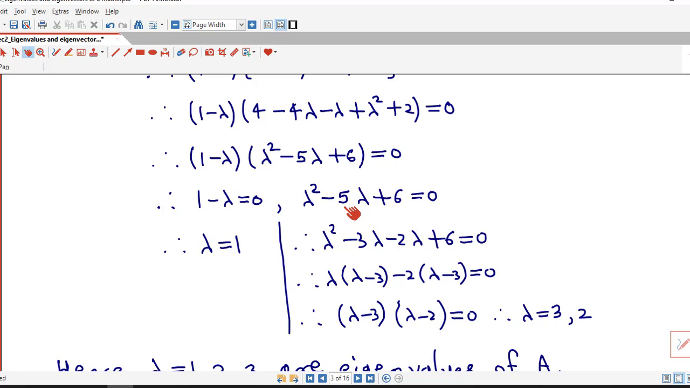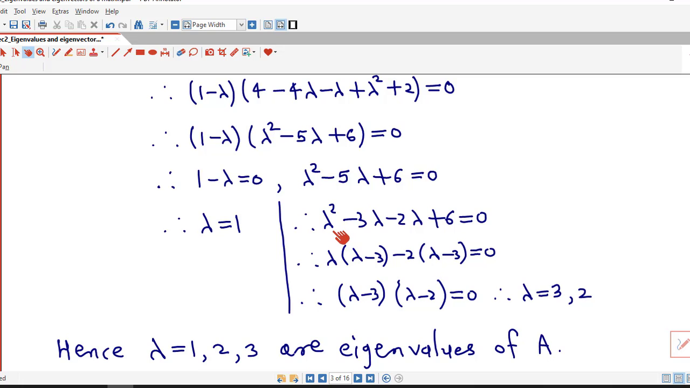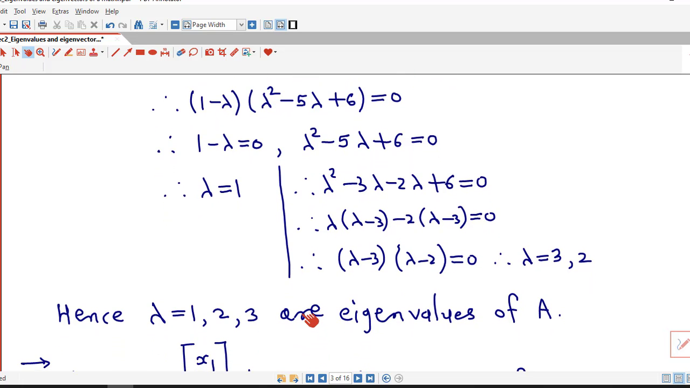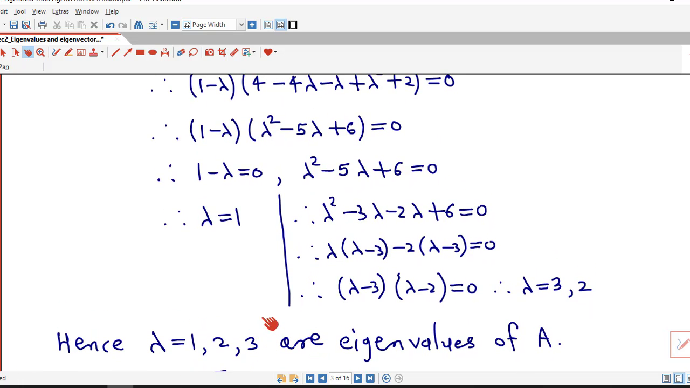We can rewrite minus 5 lambda as minus 3 lambda minus 2 lambda, and here we take lambda common, so in the bracket lambda minus 3, and from these two terms we take minus 2 common, so we have lambda minus 3, and again we take lambda minus 3 common, so we obtain lambda minus 3 into lambda minus 2 equal to 0. So therefore the eigenvalues of the given matrix are lambda equal to 1, 2, 3. So we have 3 different eigenvalues. Now we find the eigenvectors corresponding to each eigenvalue.